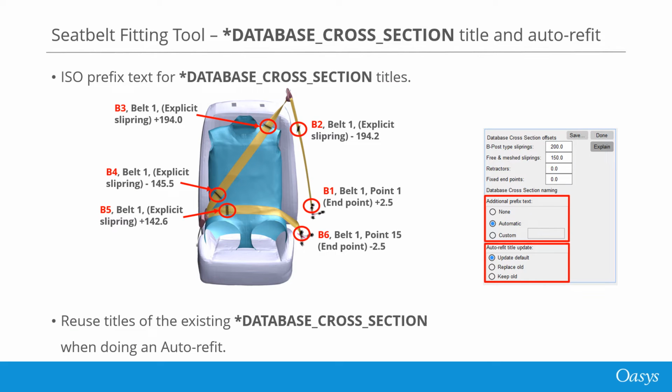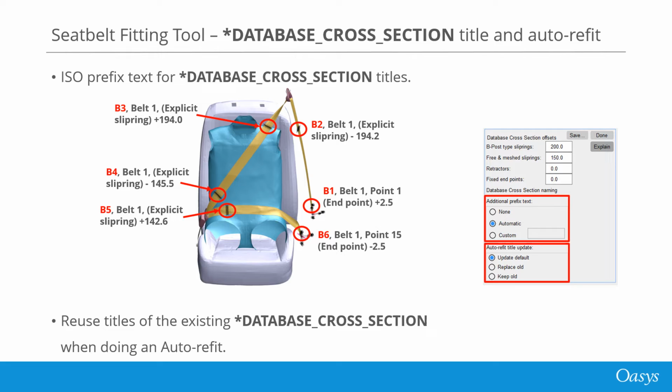There are 2 updates to database cross-sections that are generated using the Seatbelt tool. The first update is the option to use additional prefix text for the titles of the database cross-sections created on seatbelts. The default option will add ISO prefix texts like B1, B2, and so on to the titles. This behavior can be controlled through the X section options.